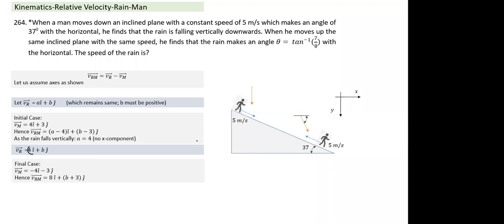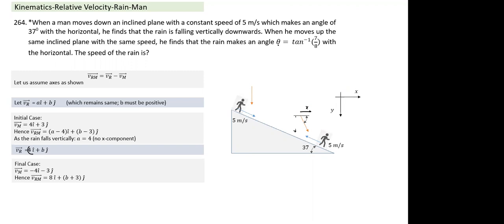So let's use this equation. What does this equation mean? It has a certain X component, and we find the Y component here. Whenever you have X and Y components, the tangent of the angle made with the horizontal is the Y component divided by the X component. So that's what I'm going to use.